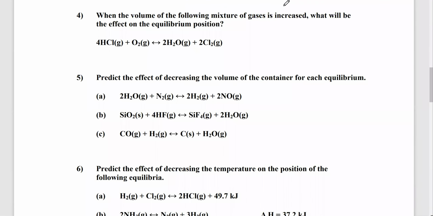When the volume of the following mixture of gases is increased, what will be the effect on the equilibrium position? If you increase volume, what happens? Then nothing changes because everything increases. Oh no, wait. So there's five moles on the left and four moles on the right. They're going to go to the right to try and get more over there to equal out the five on the left. No, I didn't get it.